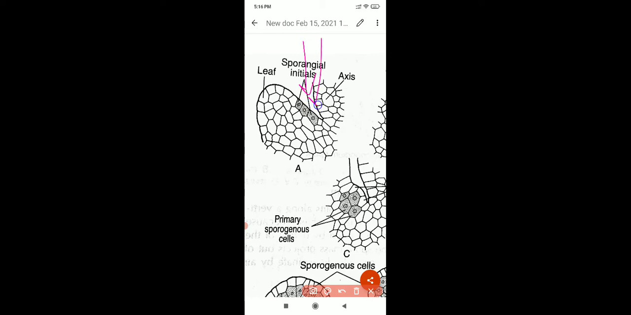this cell and tell it, hey, you become the sporangial initial. You also become a sporangial initial. So this sporangial initial could be any of these cells. Even this cell can happen. If the gene says you become it, it will become the sporangial initial. Even this one. But it has to come from the leaf. So certain cells will behave as sporangial initial. Initial means to begin the formation of the sporangium.